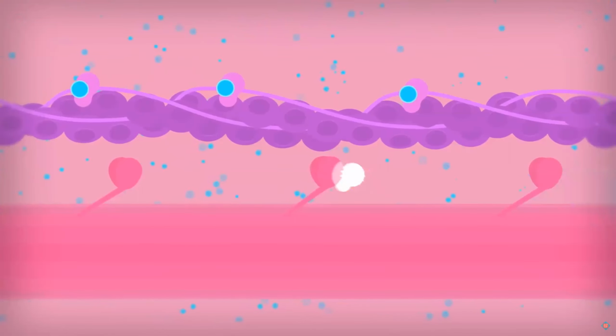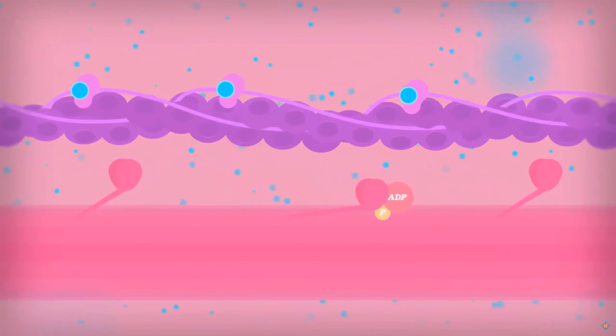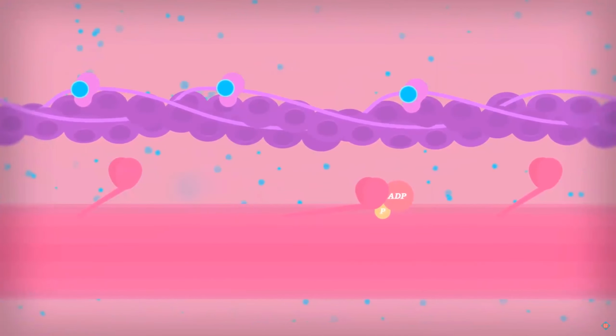But the only myosin heads that can bind to those newly exposed sites are the ones that are ready for action. That is, the ones that have already grabbed a molecule of ATP that's been floating around and broken it down into ADP and the leftover phosphate. When a myosin head does that, it moves into an extended position, kind of like a stretched spring, still holding on to the ADP and the phosphate, and still storing the energy that was released when they were broken apart.